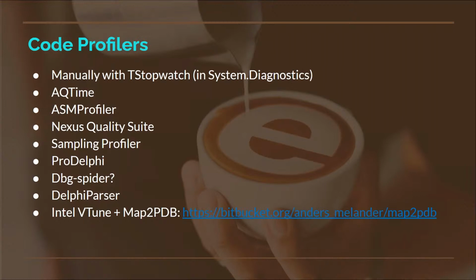Right. Yeah, we should probably mention, we're on the profiler slide at the moment. I haven't done any profiling in years, but I've played around with a trial of AQtime, and I think I've used the sampling profiler in the past on that. But I don't know if anyone else can comment on any profilers they've used. Well, I've used ProDelphi and AQtime, and I think I might have tried Nexus, but I don't remember it, so I can't really comment on it.